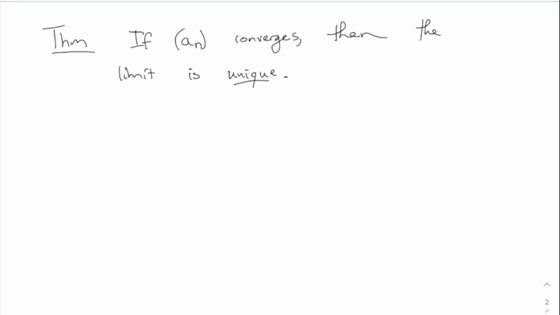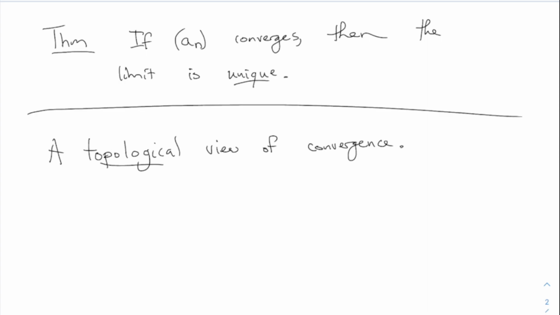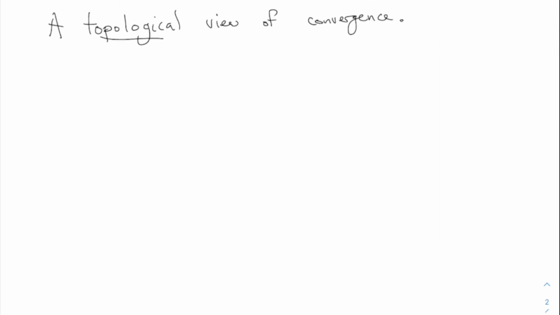This is like 2 brief facts. I want to very briefly talk about a more topological view of convergence. Topology is a major discipline of mathematics. These days, it's fairly common to say that all of modern mathematics is in 3 general categories. They are algebra, analysis, and topology.